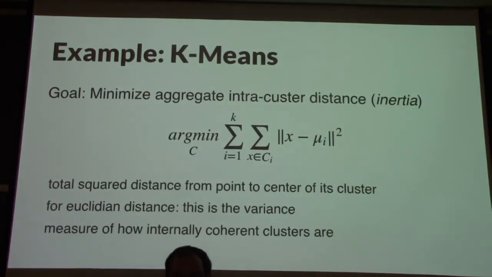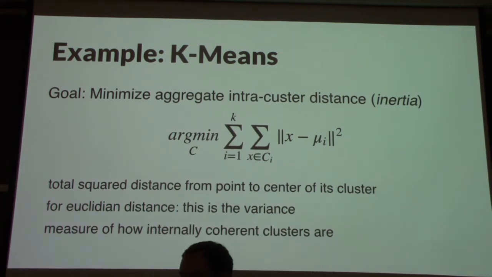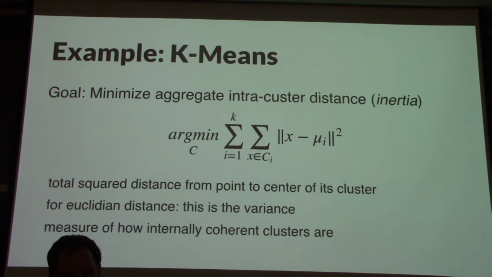So how does K-means work? The goal of K-means is to minimize the aggregate intercluster distance, to minimize the inertia.